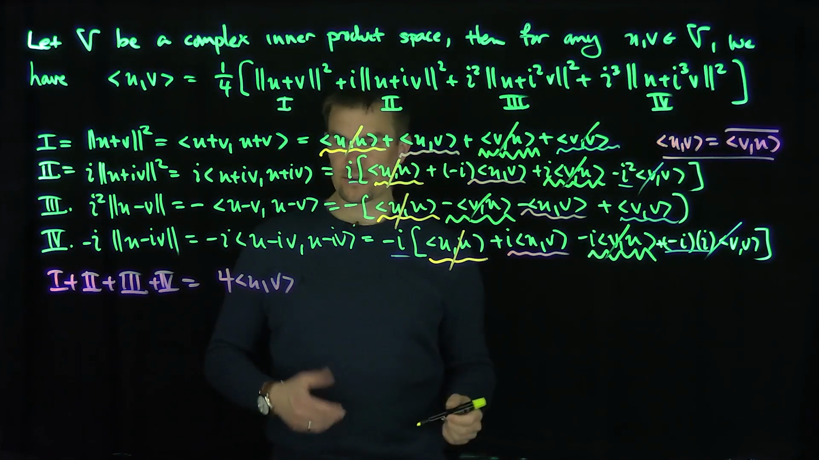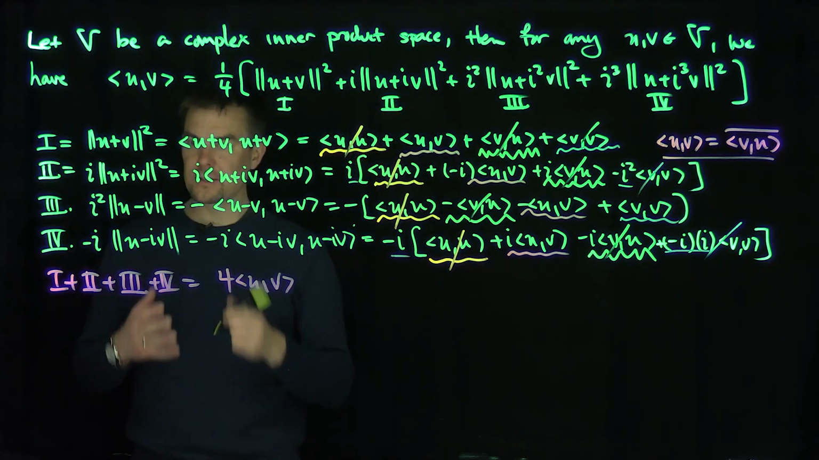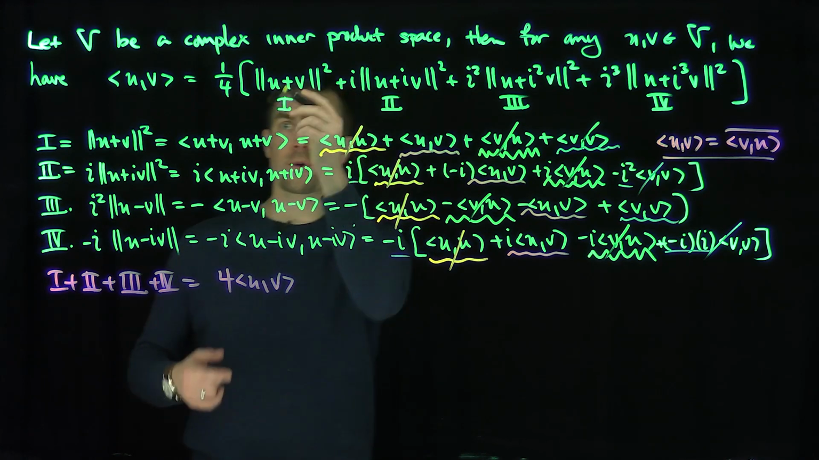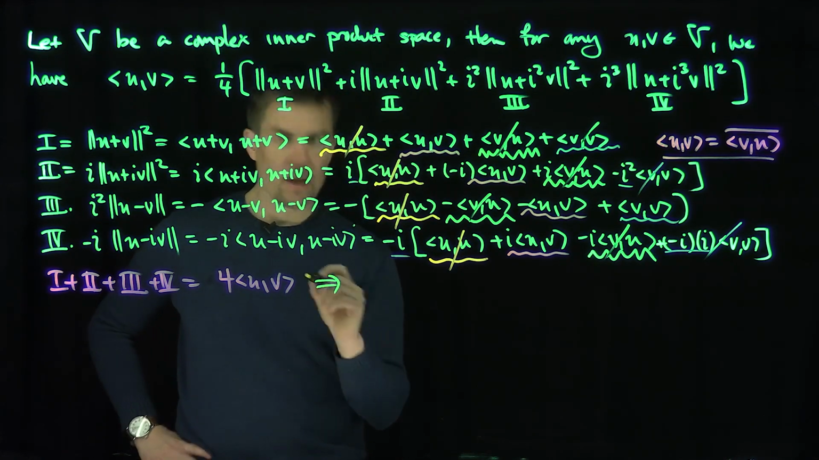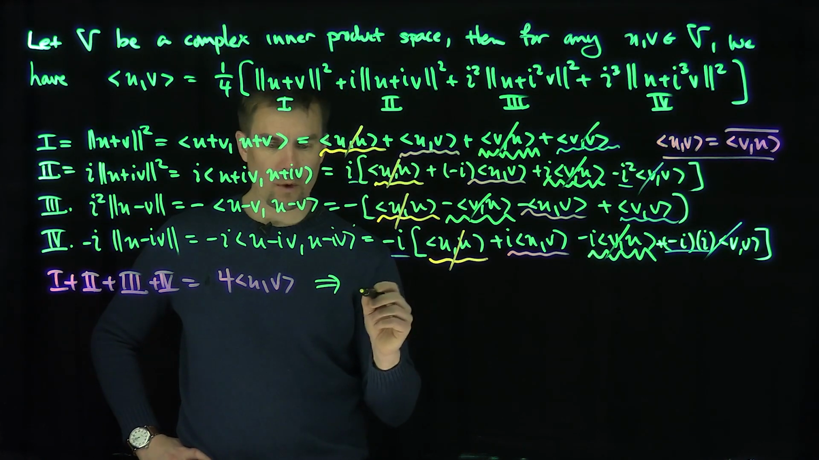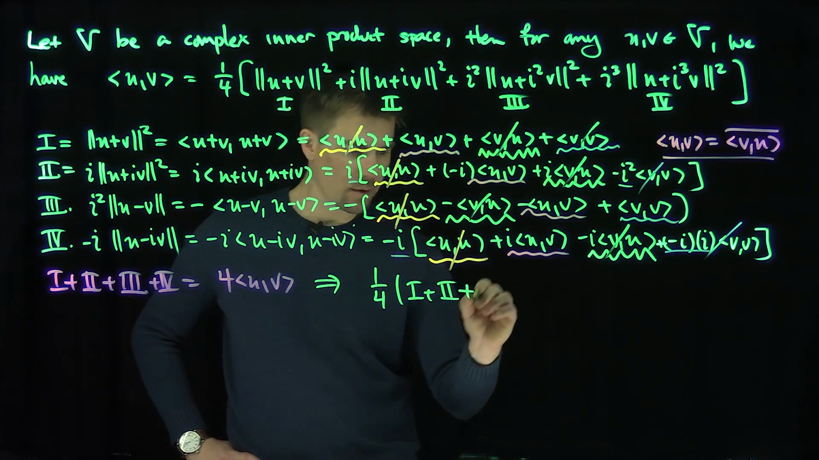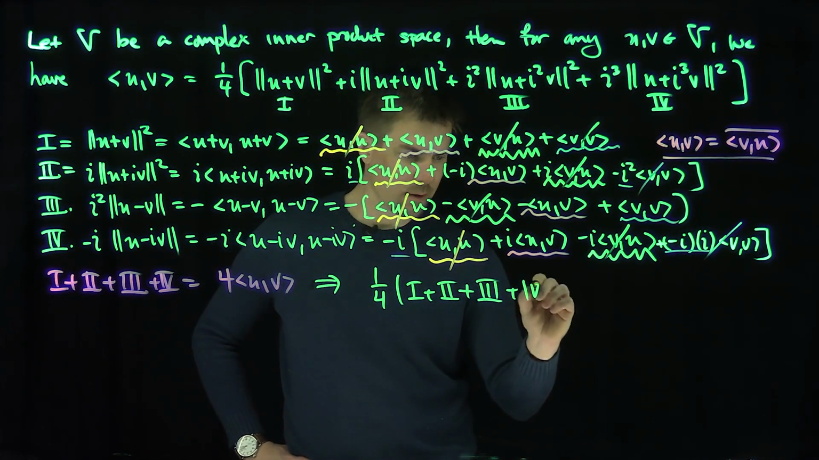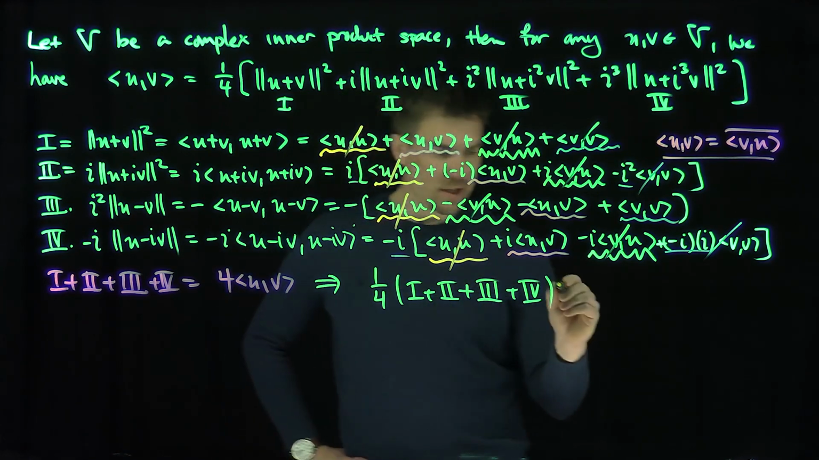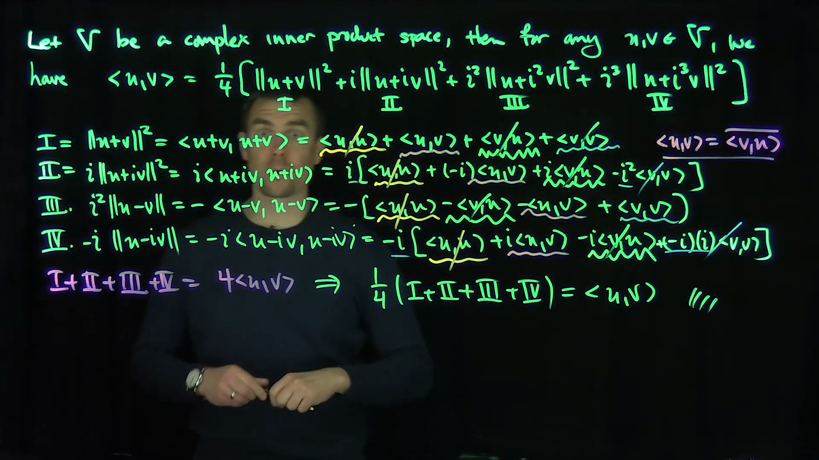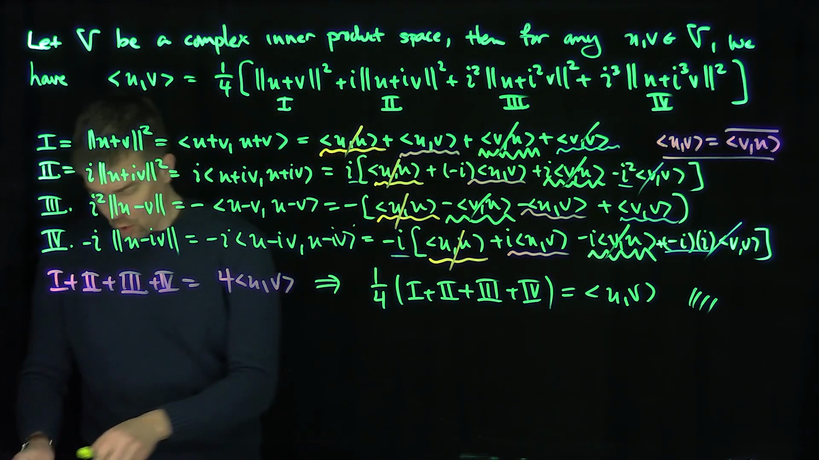And so we have all this cancellation, so we see that i plus 1 plus 2 plus 3 plus 4 is just 4u times v, and therefore we get our polarization result. So this implies that 1/4 of i plus 1 plus 2 plus 3 plus 4 is just going to be equal to uv, and we have our polarization result. So that proves polarization.